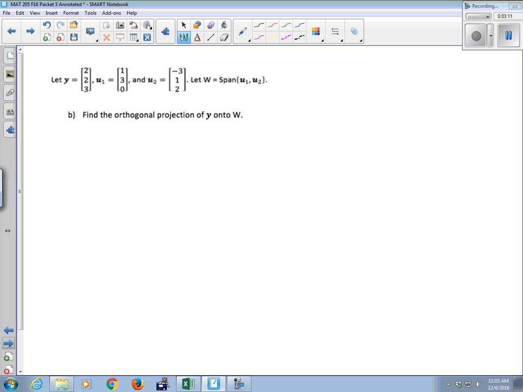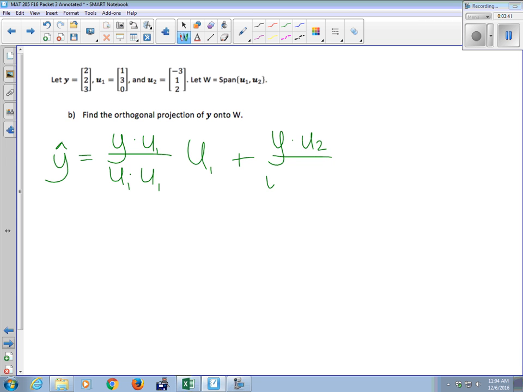All right, since I know that u1 and u2 form an orthogonal basis, I can find the orthogonal projection of y onto W, which we typically denote y hat. And the formula we used before was y dotted with u over u dotted with u times u, right? But now I have to do this twice, once for each vector in the orthogonal basis. So I'm going to put 1s here, and then add that to y dotted with u2 over u2 dotted with u2 times u2.